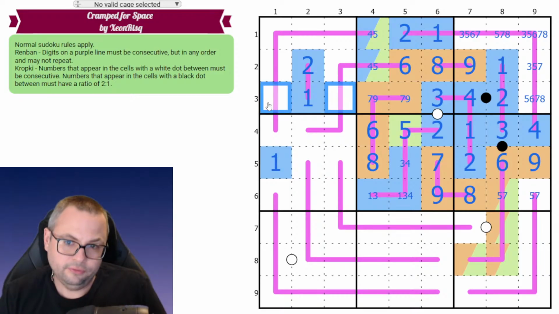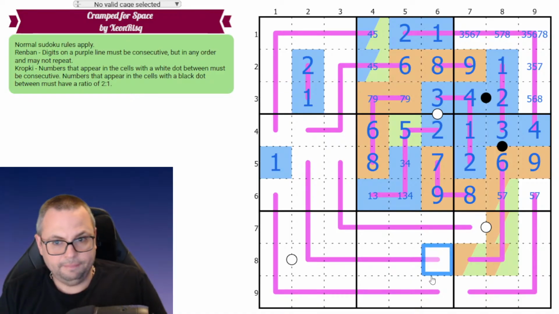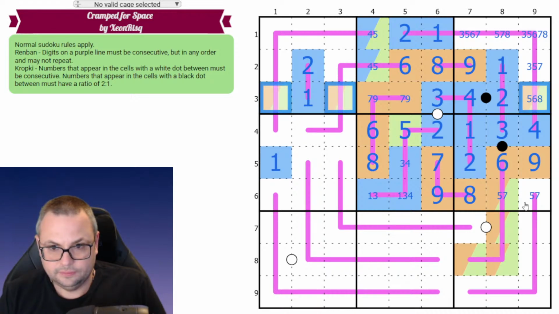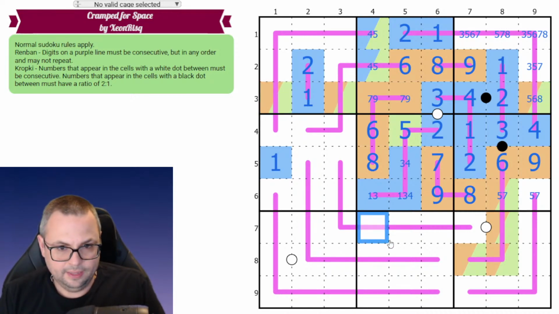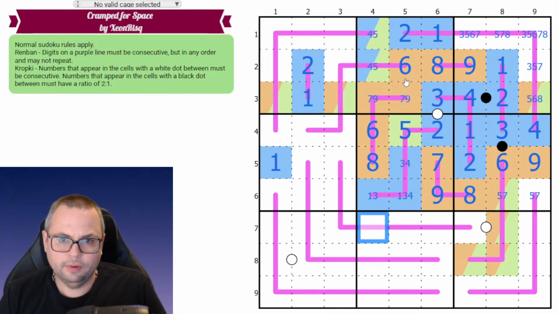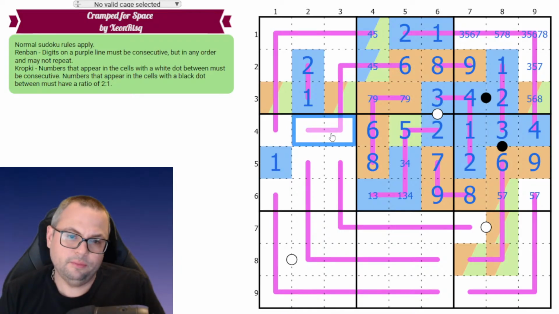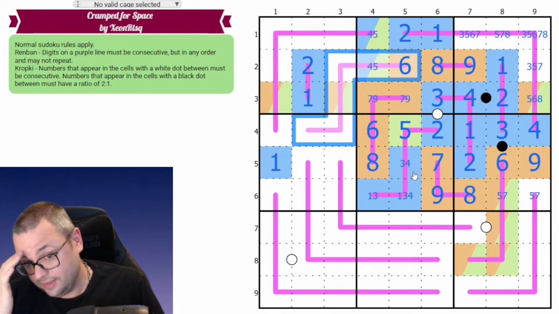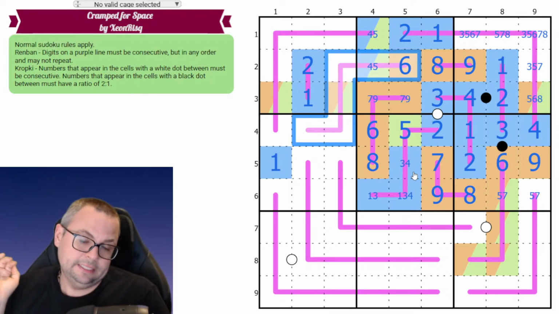Okay, these are also... Yeah, I guess this one's not 7. So these are a green-orange triple living in this row, for what it is worth. So this is a length 1, 2, 3, 4, 5, 6. This is a length 6 Renban. So it does have 4 and 6 on it.